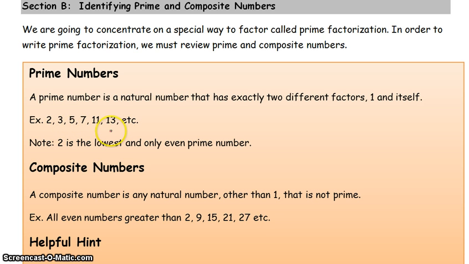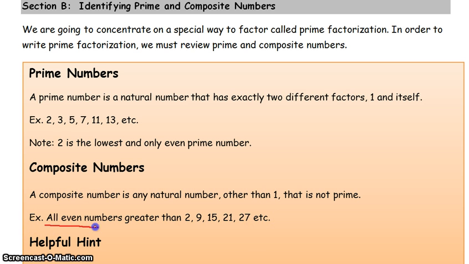All the other prime numbers would be odd. Now our composite numbers. A composite number is any natural number other than 1 that is not prime. All even numbers greater than 2 are composite. And then we have 9, 15, 21, 27, etc.